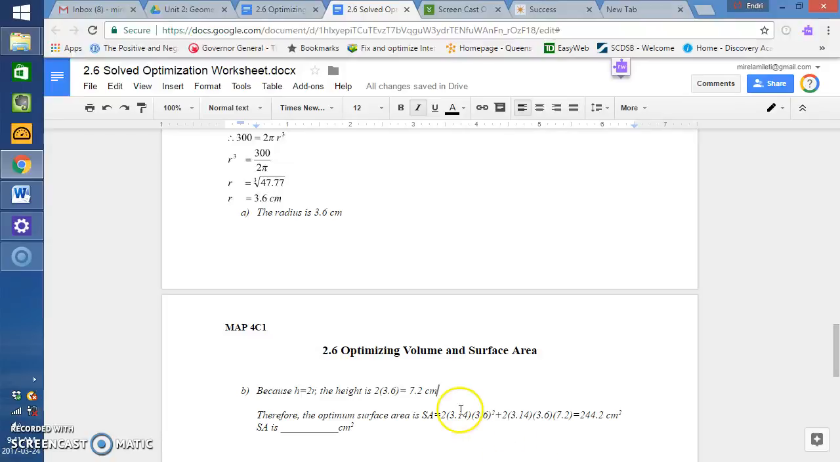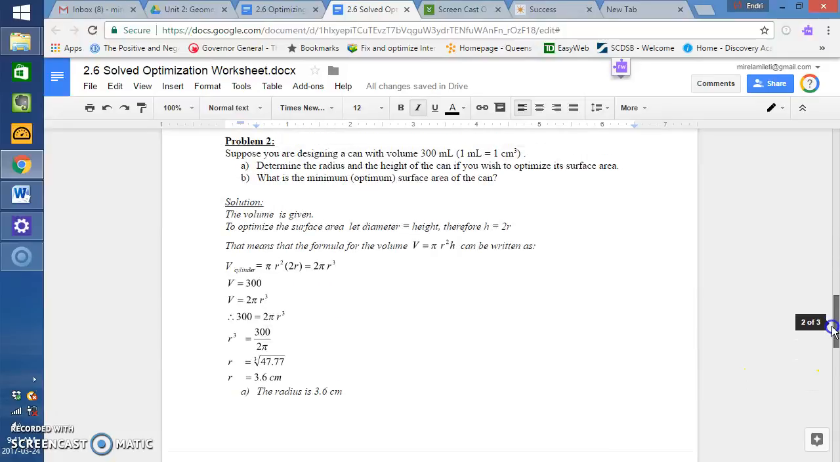Now that we have this, we can figure out the surface area. Plugging everything into the formula for the surface area, in this example we have substituted the value of radius and the value of height. And we come up with a minimum surface area of 244.2 centimeters squared in order to have a volume of 300 milliliters, or centimeters cubed. Hope this is helpful.